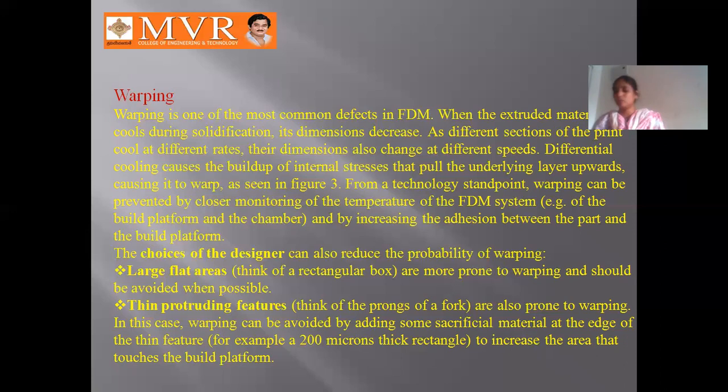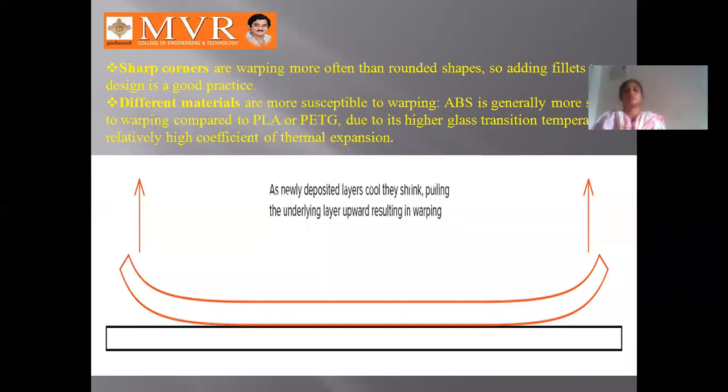It should also be possible to change the material of the sections. Okay, and these thin protruding features are also prone to warping. In this case, warping can also appear throughout the material of the sections. Okay, next, sharp corners warp more often than rounded shapes, so adding fillets to the design is good practice.